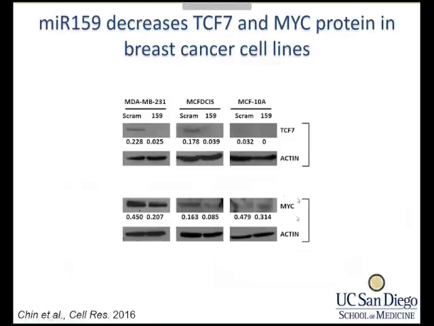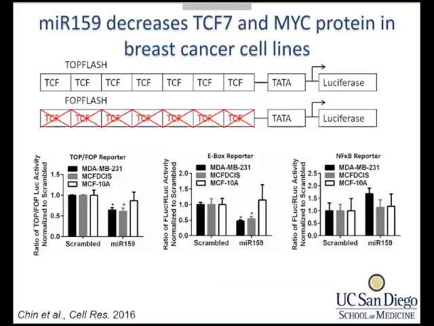We know MYC is a downstream target regulated by TCF7, and similarly, we saw downregulation of MYC in the 2 cancer cell lines we have tested, although we didn't see significant downregulation of either TCF7 or MYC in the normal cells, possibly because of the low endogenous levels of TCF7 and MYC expressed in these cells. This also partially explains the cancer-specific anti-proliferative function of miR-159, because normal cells don't express a high endogenous level of its target TCF7.